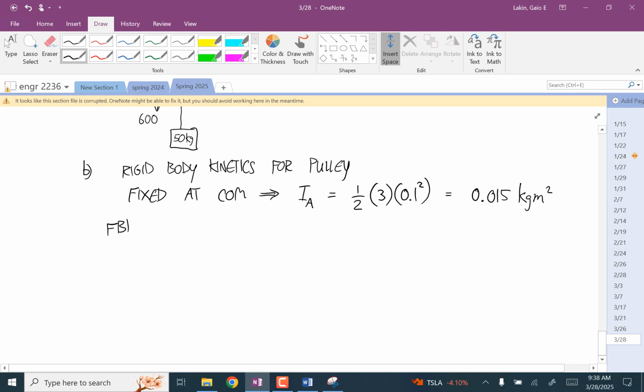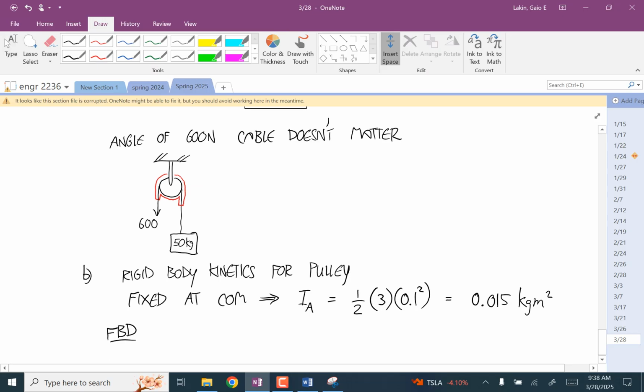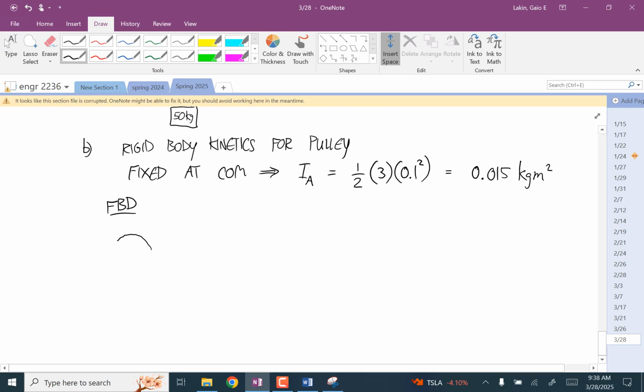And now the free body diagram of the pulley. So my free body is going to be all of the cable that goes over the top of the pulley, and just an infinitesimal amount that comes off from the pulley, just so we can visualize it. So if I draw that free body, it looks like a little dog.